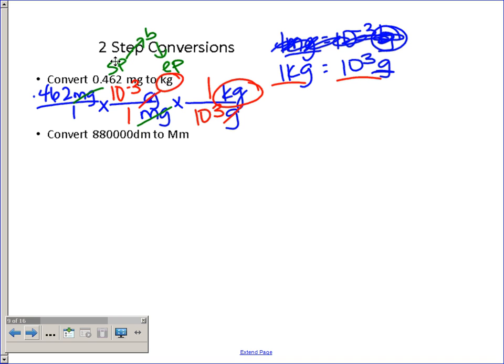Multiply across the top. Divide by the bottom. 4.62 times 10 to the third times 1 divided by 1 divided by 1 divided by 10 to the third gives you the answer of 4.62 times 10 to the negative 7th kilograms. And I'm done.